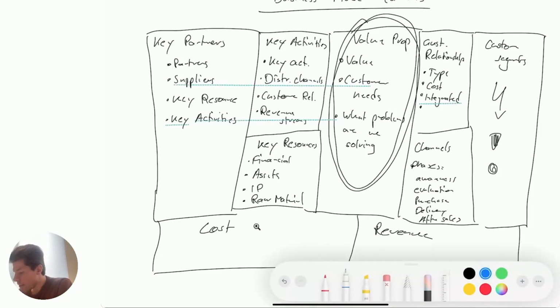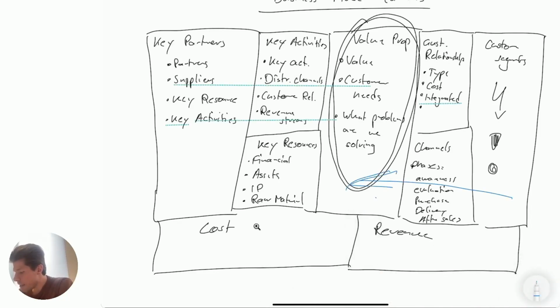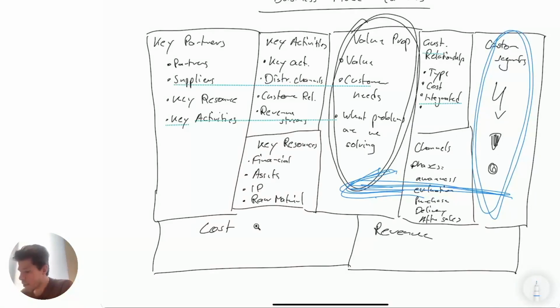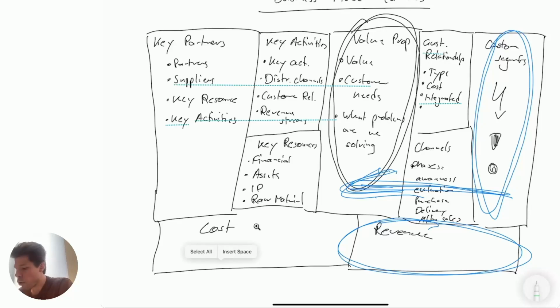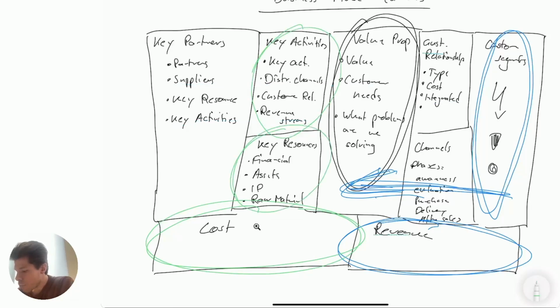The right hand side is all about customers, understanding the customers. How do we create value? Which relationships do we need to establish? Which channels do we use? What kind of needs do our customers have? What kind of problems do they have? How do we make money? And then on the left hand side, I wouldn't say back office, but this is all about how do we integrate our partners? What is our cost model? What do we need to do internally? What kind of resources do we use to actually provide value?